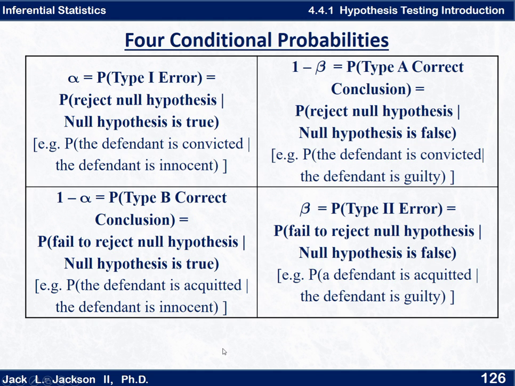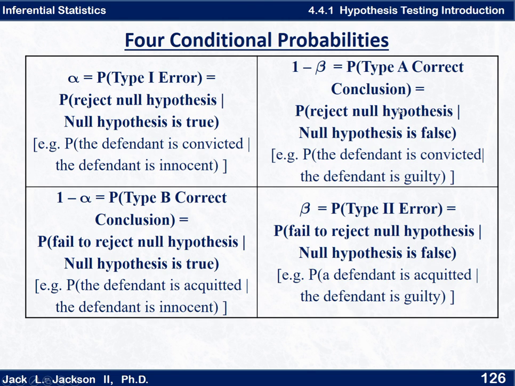And then here's a table of the four conditional probabilities. Alpha in the upper left-hand corner is the probability of type 1 error. That's the probability to reject the null hypothesis given the null hypothesis is true. The corresponding thing with the justice system is the probability that the defendant is convicted given that he's innocent. The complementary probability right below that, of a type B correct conclusion, is the probability that we fail to reject the null hypothesis given the null hypothesis is true. That's the probability the defendant is acquitted given that the defendant is innocent.